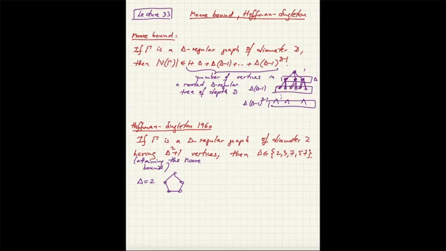A little bit more work one has to do to figure out what happens when delta equals three. So in that case, we can try to construct a graph that has 10 vertices, is three regular, and it has diameter two, and it attains this Moore bound. So the structure of the graph from a vertex is the one in the picture there. So you have a vertex on the top and it has three neighbors. And now because we attain the Moore bound, we cannot have any edges between these neighbors. So there are no edges there, no triangles in this graph.